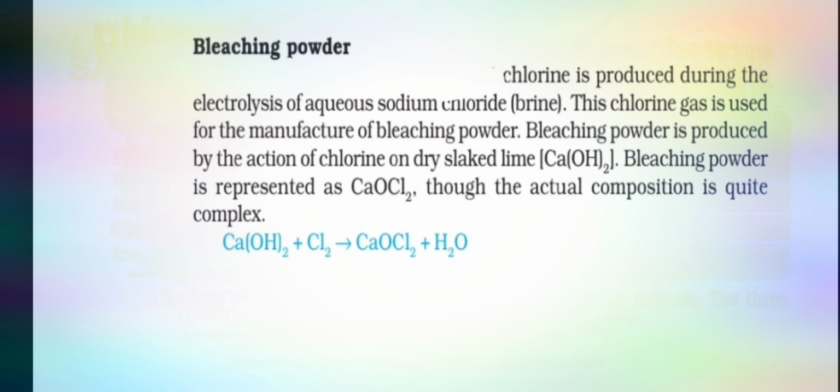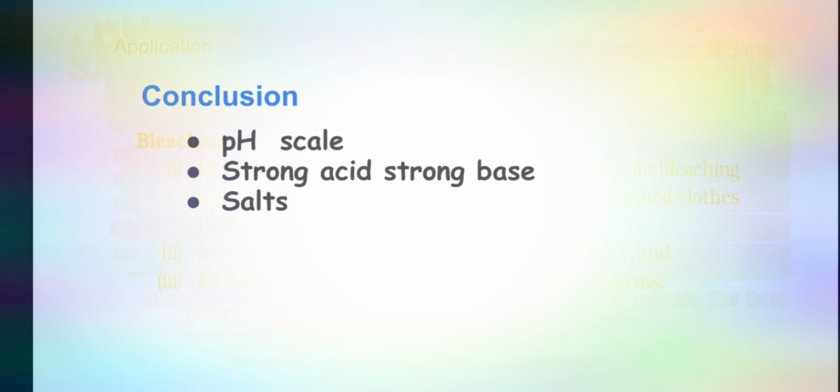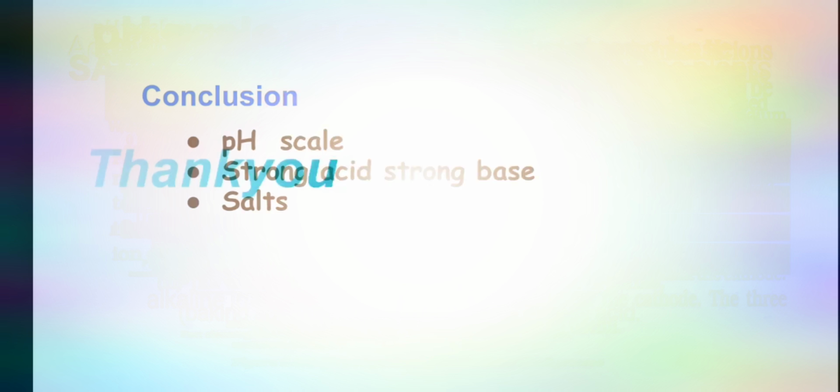Okay. Then what are the applications of bleaching powder? For bleaching cotton and linen in the textile industry, for bleaching wood pulp in paper factories, and for bleaching washed clothes in laundry. As an oxidizing agent in many chemical industries, and for disinfecting drinking water to make it free of germs. And today we discussed the pH scale, strong base, strong acid, and salts.